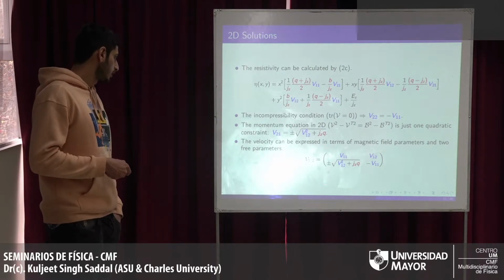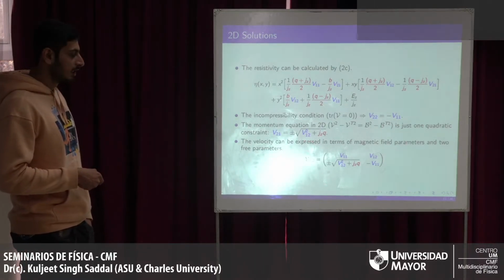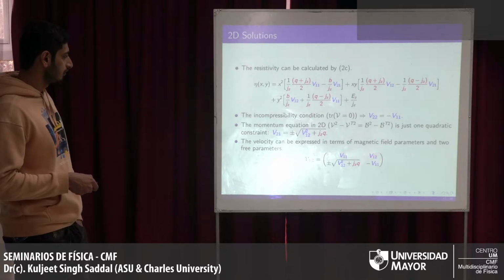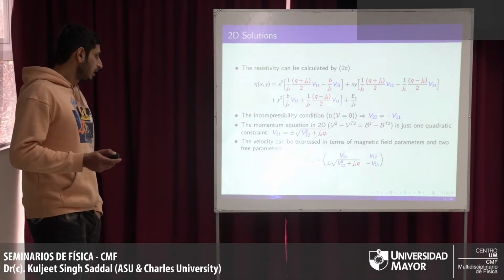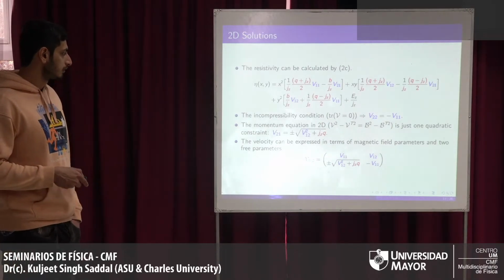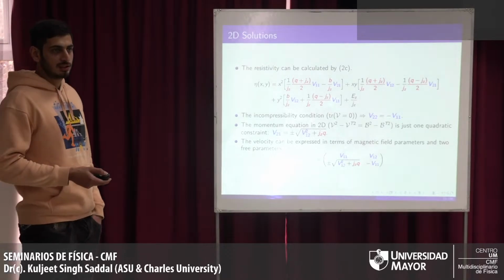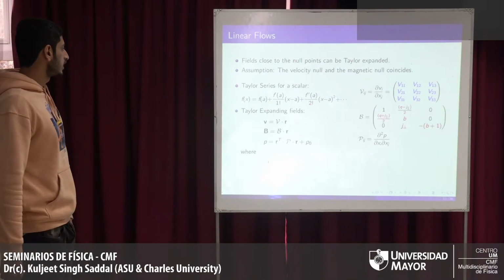We can write our velocity. We get two sets of solutions corresponding to plus and minus, and we can write our velocity matrix in terms of two free parameters, V11 and V22, and magnetic field parameters. I would not discuss the solutions for 2D, but we'll use the same procedure in 3D and discuss some special solutions in 3D. So let's get to 3D.